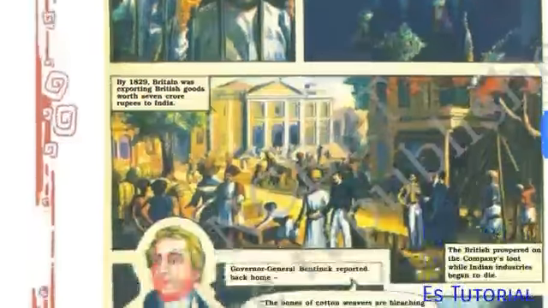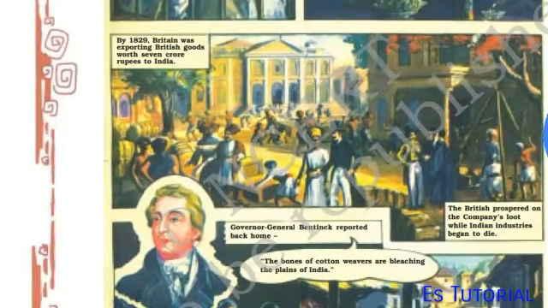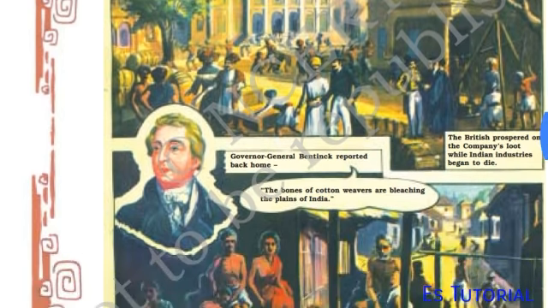By 1829, British was exporting British goods worth 7 crore rupees to India. It means at the time of 1829, British was exporting British goods that was worth 7 crore rupees to India. The British prospered on the company's loot while Indian industries began to die.